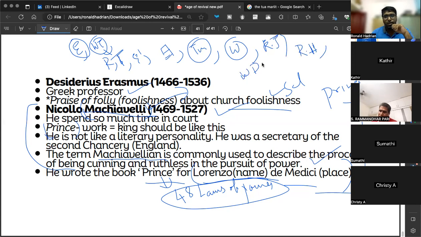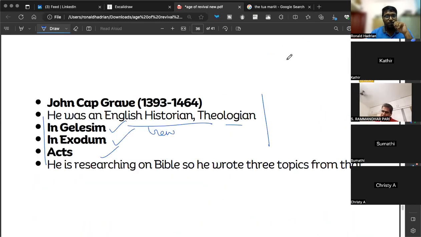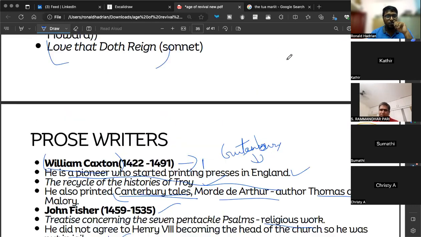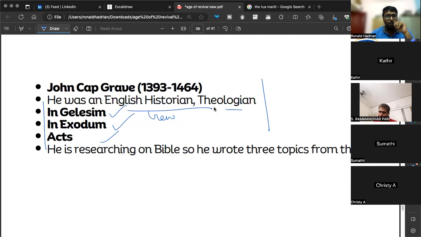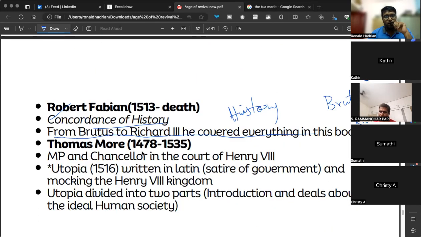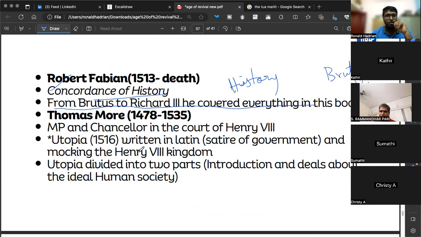We have seen him already, I suppose. Next, Gavin Douglas, Sir David Lindsay, and then the new court poets. Who are they? Thomas Wyatt, Eliot, Taylor, Caxton, we have seen. John Fisher wrote religious works. Then John Capgrave. What are his three works? They are all from the Bible: In Genesim, In Exodum and Acts. And Robert Fabyan was a historian, with a concordance of histories.